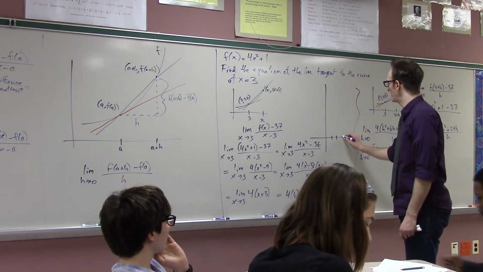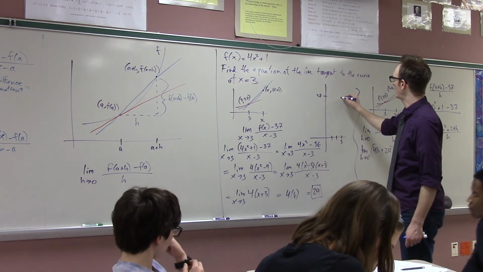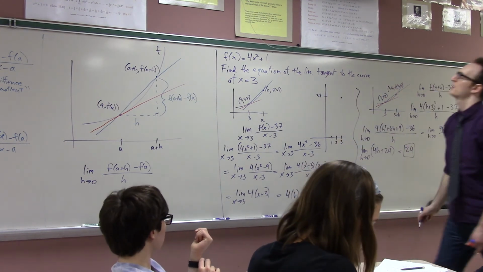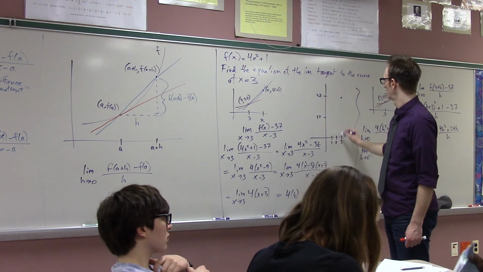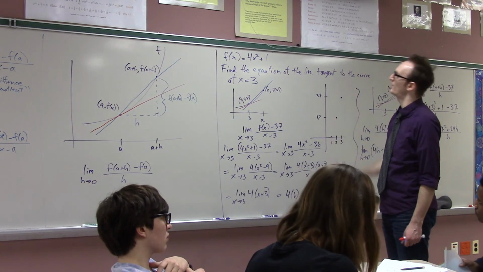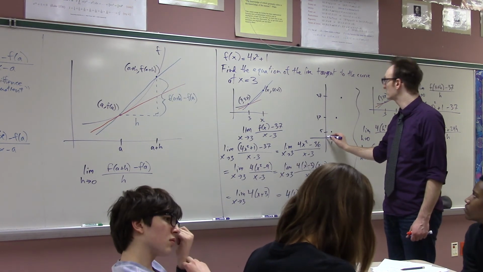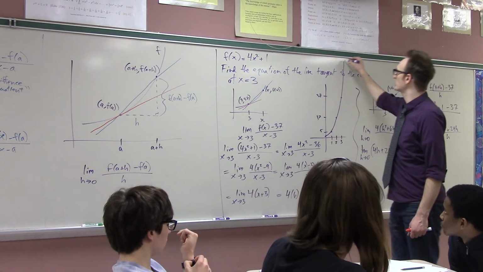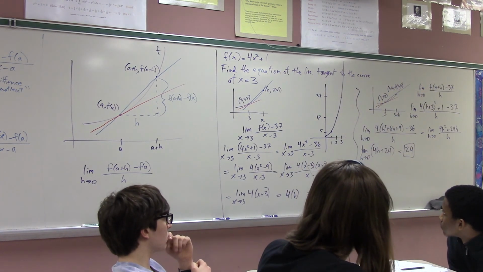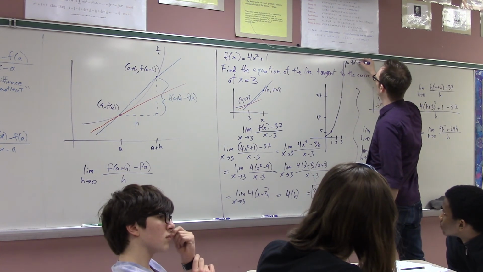So let's see. If I plug in 3, I get 37, right? So let's call that 37. If I plug in 2, what do I get? 17, is that right? If I plug in 1, I get 5. And if I plug in 0, I get 1. So what I have is some kind of parabola which looks like that. Agreed? That's my function. This is just y equals 4x squared plus 1.